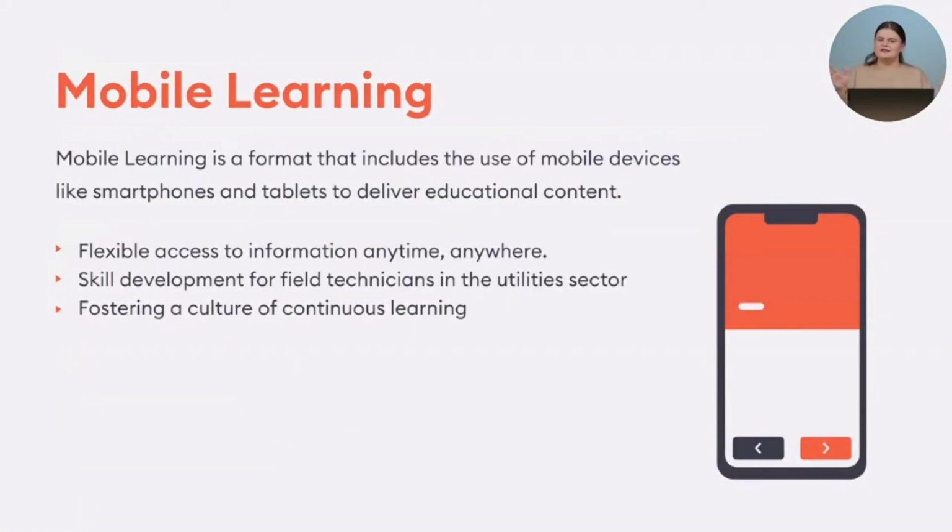Okay, we're done with the main course formats, and I would like to mention two more training formats today. One of them is mobile learning. Mobile learning is the use of mobile devices like smartphones and tablets to deliver educational content, providing learners with the flexibility to access information anytime, anywhere. Its major strength lies in accessibility, accommodating learners' diverse schedules and locations.